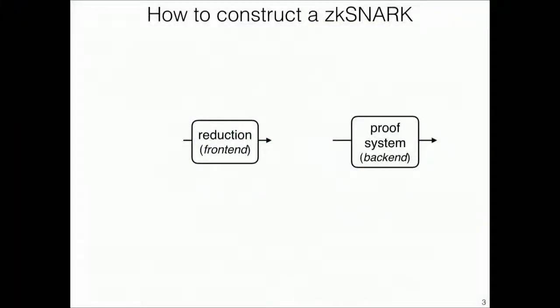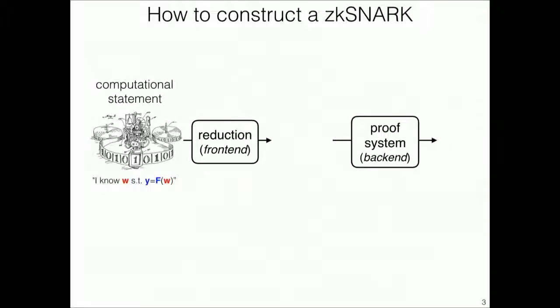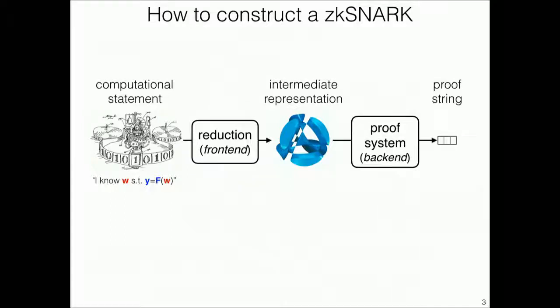So how do you construct ZK SNARKs? Most constructions have two parts. One, you can think about as a front end. It's a reduction that takes a problem that you care about, for example, a statement about a computation, and reduces it to some intermediate representation that usually involves some statements about algebra. In a subsequent step, you have a proof system that picks up this intermediate representation and produces some proof string that attests that some properties about this intermediate representation hold.